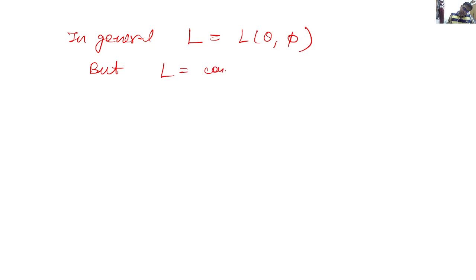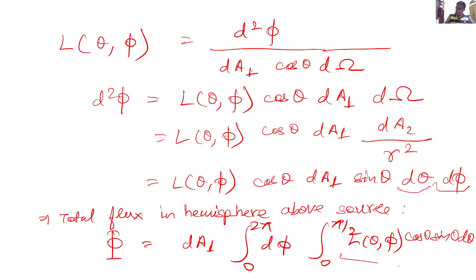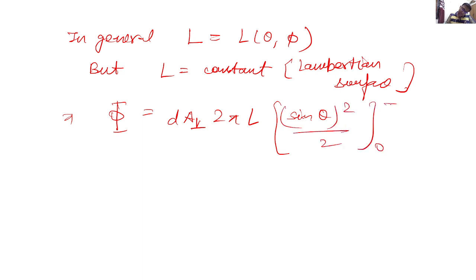Okay, so in general it is equal to L(theta, phi), but for a Lambertian surface L is a constant. In general, L is a function of both the angles, but for Lambertian surfaces it is a constant. So for that case, we can take L out from this expression. The final expression would be 2 pi L sin squared theta by 2, integrating over 0 to pi by 2, which will come out to be pi L dA1.